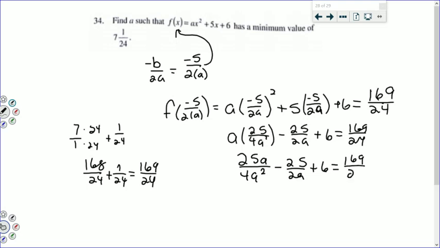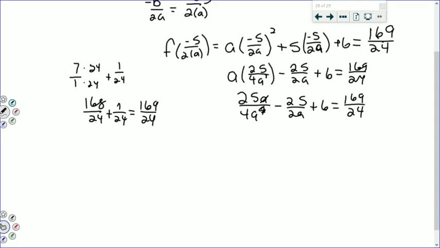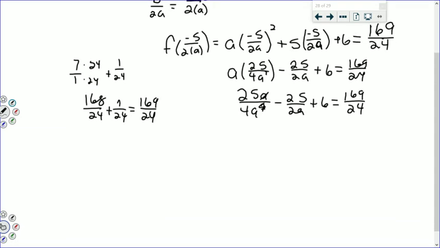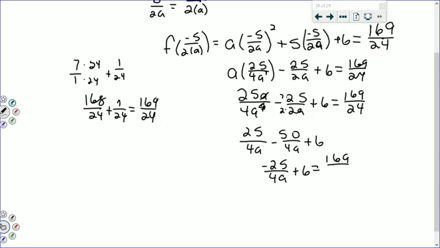So then we multiply a in, so we get 25a over 4a squared minus 25 over 2a plus 6 equals 169 over 24. We have an a on top here and two a's on the bottom, so a over a is going to go away. So now we want to find a way to combine like terms. So here we need to multiply this by 2 over 2. So we have 25 over 4a minus 50 over 4a plus 6. 25 minus 50 is negative 25 over 4a plus 6 equals 169 over 24.